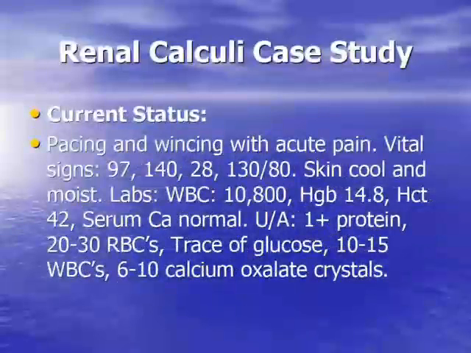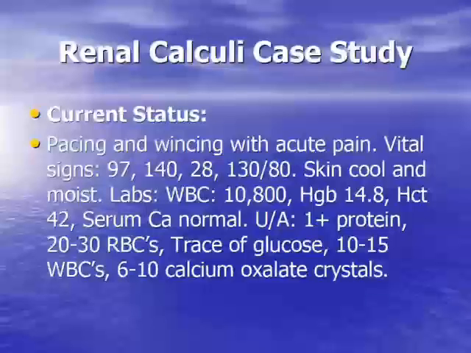He's got an elevation in the blood pressure. He's tachycardic. Respirations are slightly elevated too. Skin is cool and moist, and his labs reveal a slight elevation in WBCs. Hemoglobin is okay. Serum calcium is considered normal, but the UA does show that he's spilling protein and blood cells, a little bit of glucose, and has elevation in the white blood cells in the UA. And he's also noted to have 6 to 10 calcium oxalate crystals on his UA.